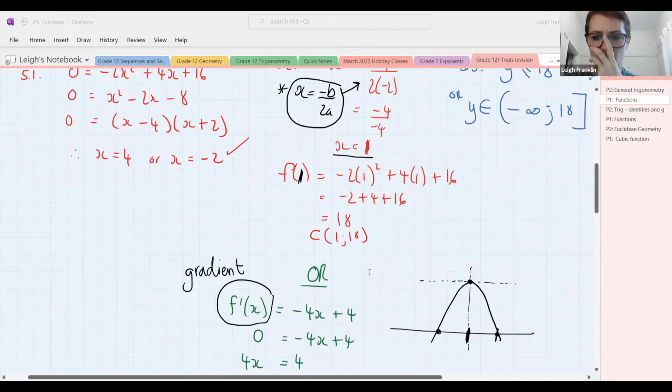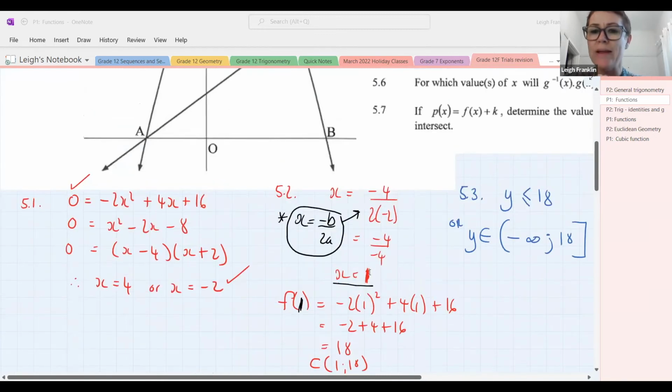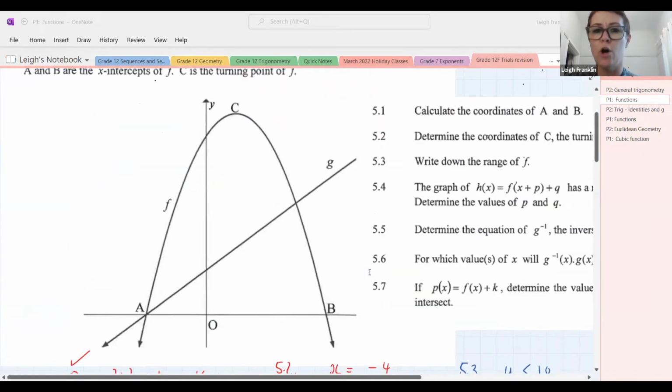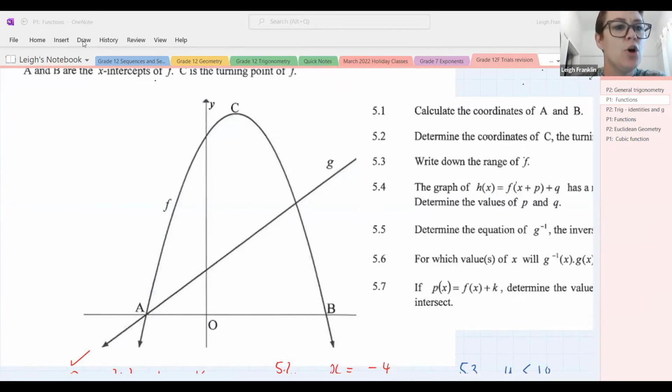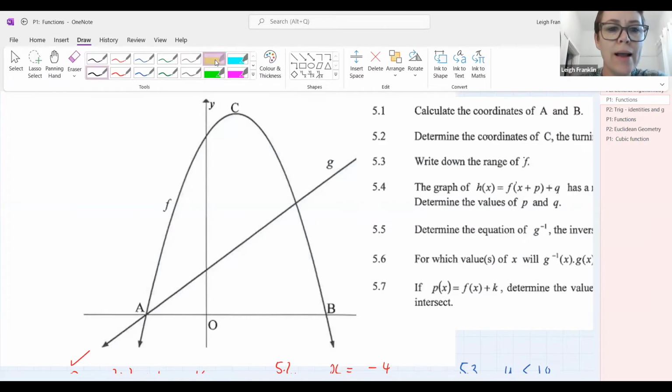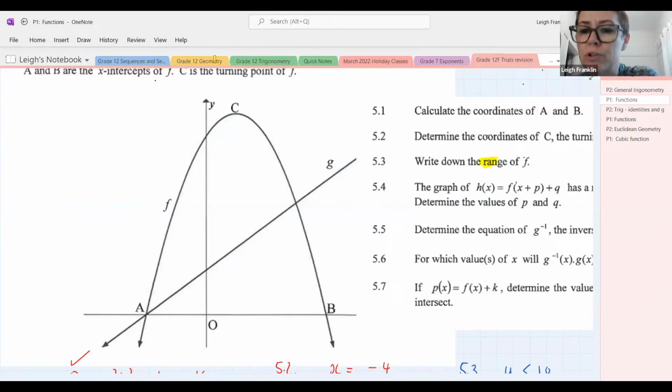Okay. All right, then as far as range is concerned, the word range is a word that we have in maths to describe the outputs. The word domain describes the inputs, in other words, what's happening on the x-axis. The word range describes what's happening on the y-axis.